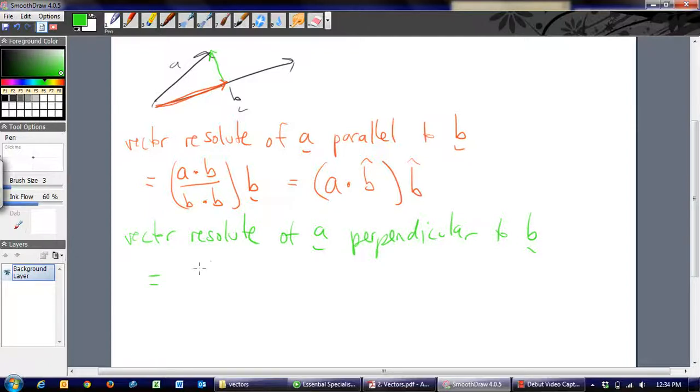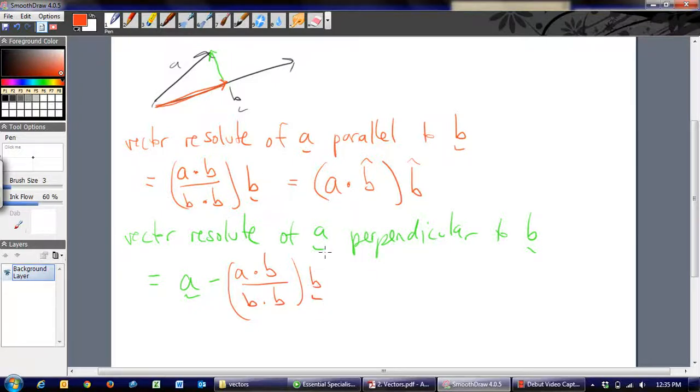And the formula for that is simply A minus, so the vector A, and if you think about this, you'll see why this is the case. A minus this vector resolute here. So what I'm just going to do is put it back in red. So A minus A dot B over B dot B. Okay, so it's simply A minus the vector resolute of A parallel to B. That's just exactly what's up here.